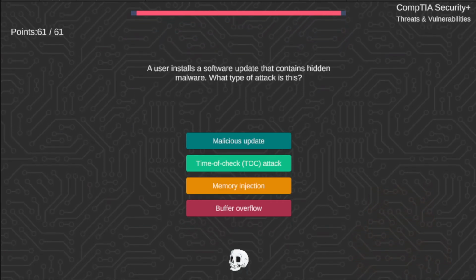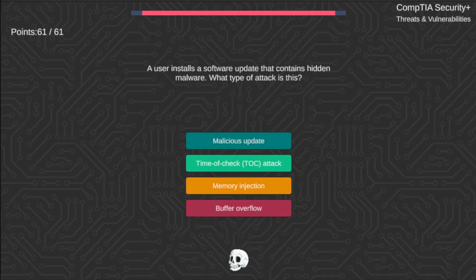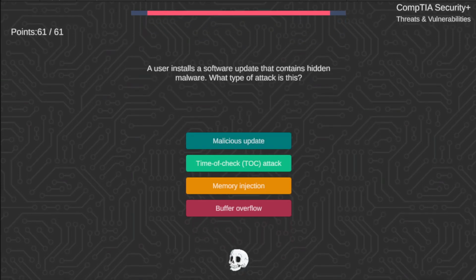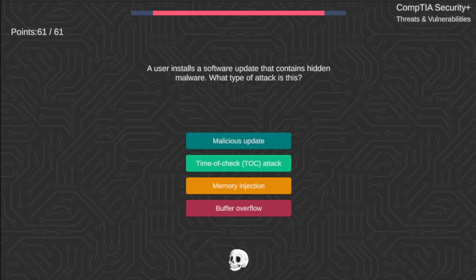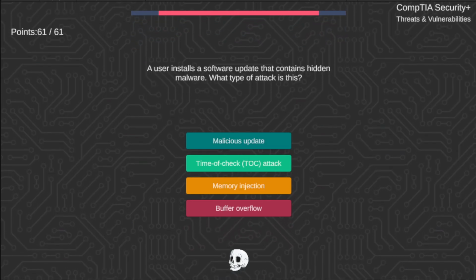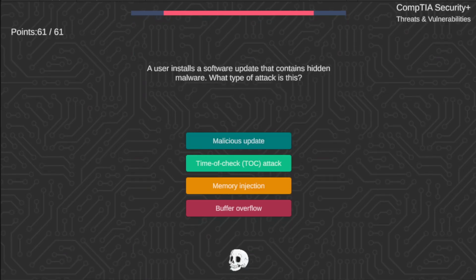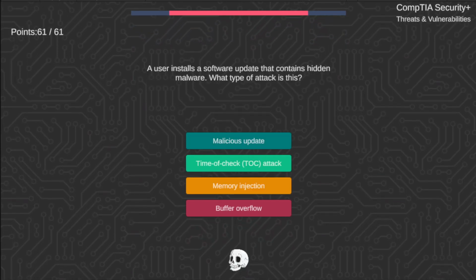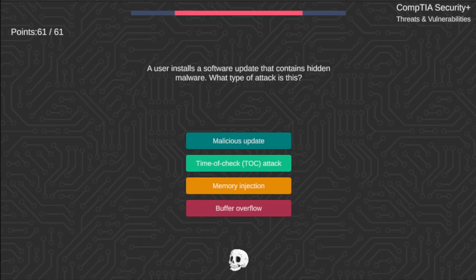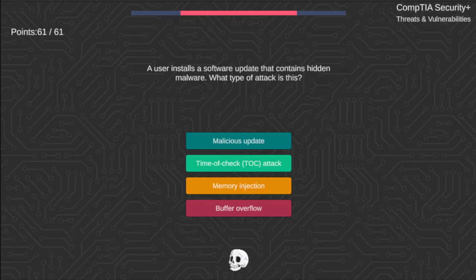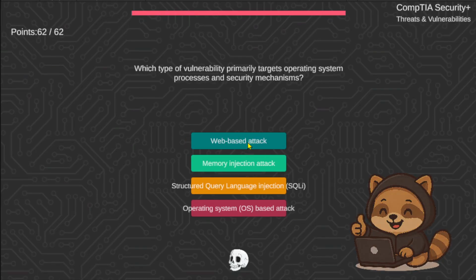A user installs a software update that contains hidden malware. What type of attack is this? Malicious update, time of check attack, memory injection, or buffer overflow? Installs a software update that contains hidden malware. Correct answer is malicious update.